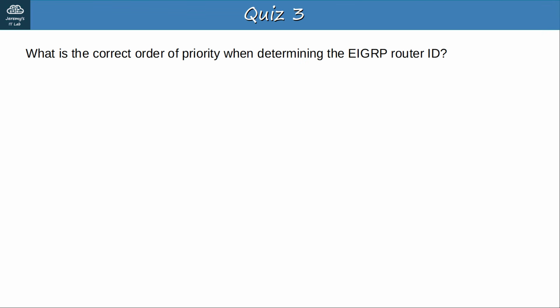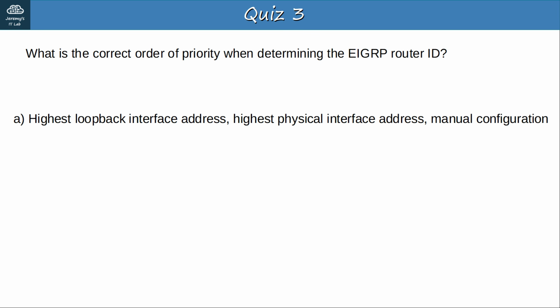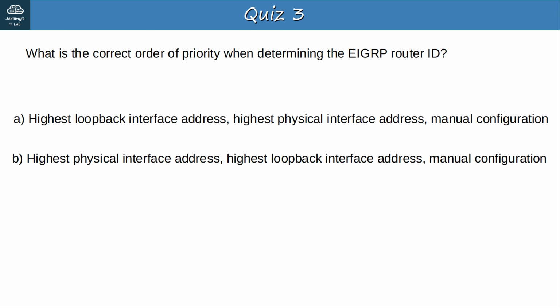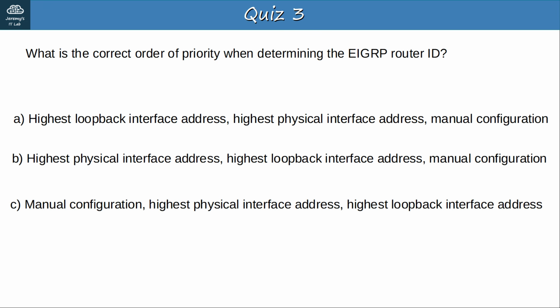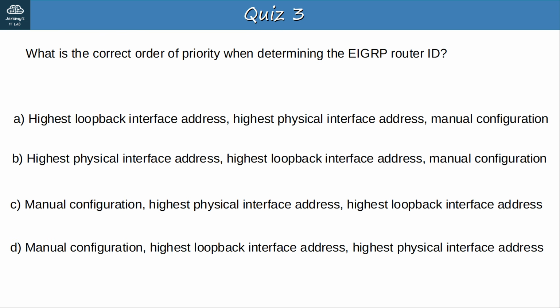What is the correct order of priority when determining the EIGRP router ID? A, highest loopback interface address, highest physical interface address, manual configuration. B, highest physical interface address, highest loopback address, manual configuration. C, manual configuration, highest physical interface address, highest loopback address. Or D, manual configuration, highest loopback interface address, highest physical interface address. Pause the video to think about your answer.